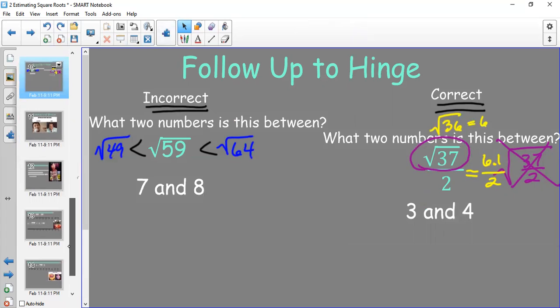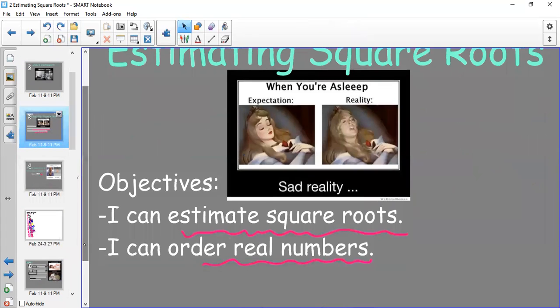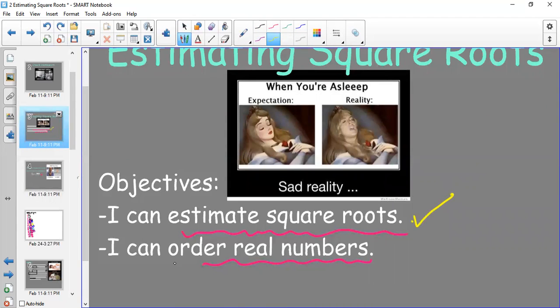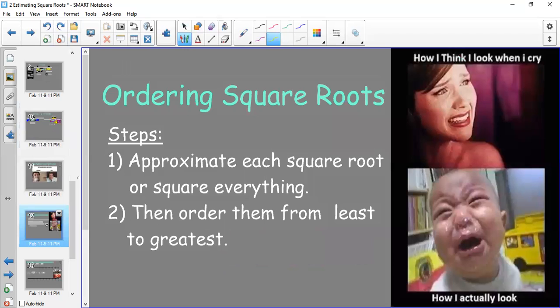All right, I've got a few other questions left because we're going to go back to our two objectives. Our first objective was to estimate the square roots. We did that. Now we're going to go to the second objective, which was ordering real numbers. All right, so let's follow our steps here. Step 1, we are going to approximate each square root, or we could square everything. The main thing is we want them to look the same. Step 2, we are going to order them from least to greatest.